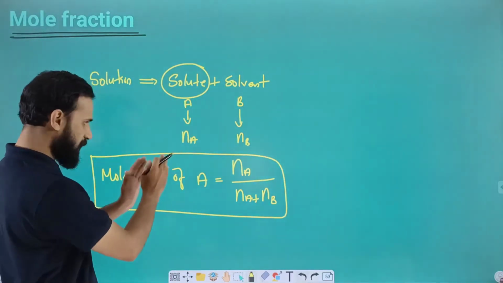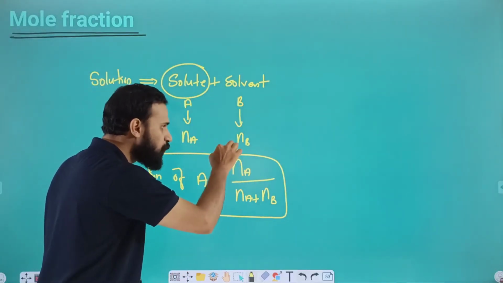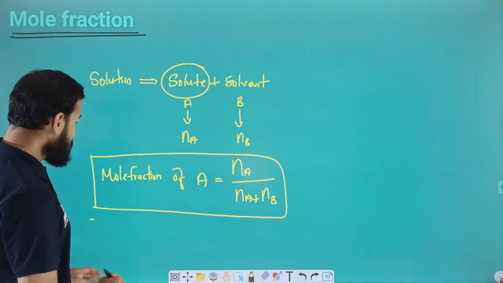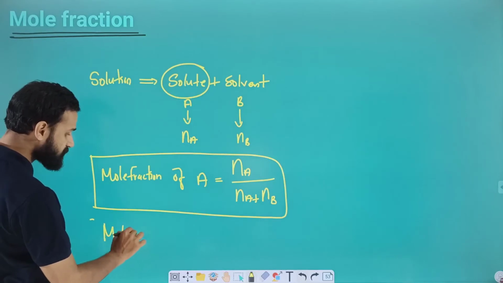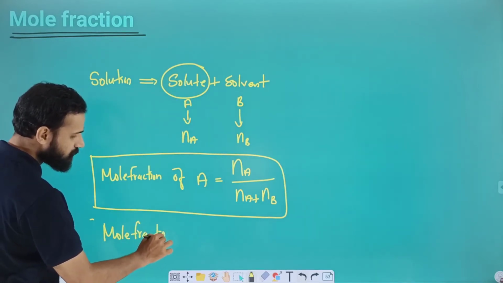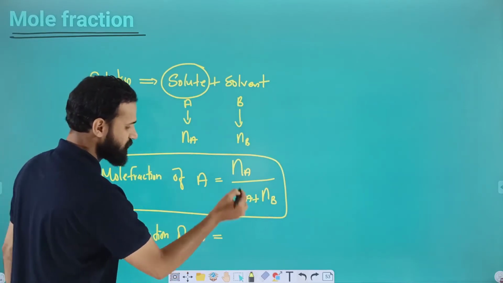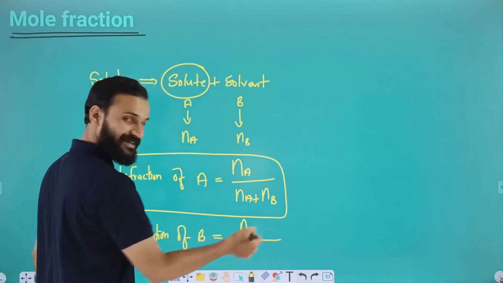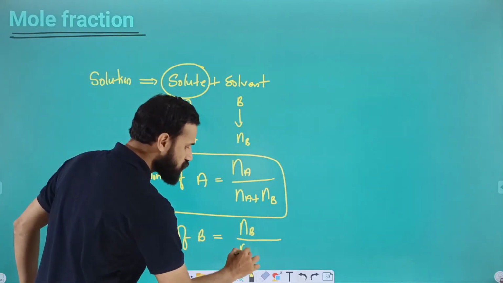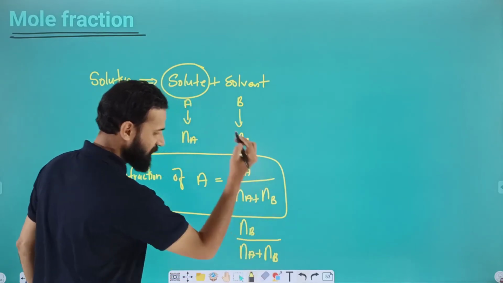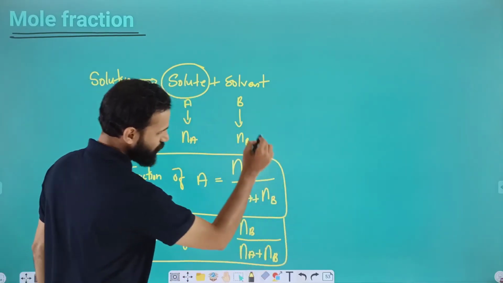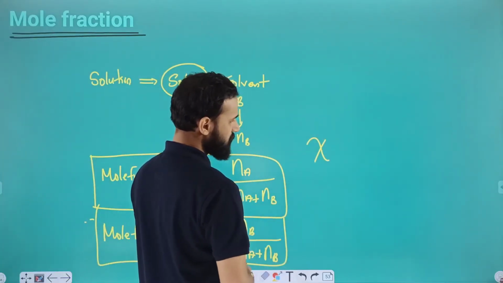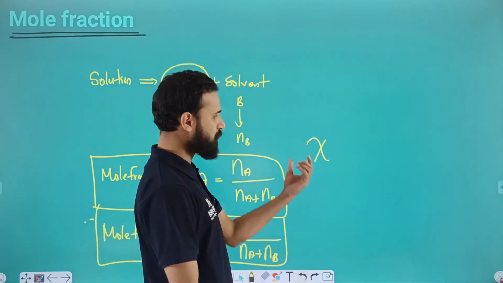So mole fraction of a component is equal to number of moles of that component divided by total number of moles. Have you clear? Suppose if you want to get the mole fraction of B, what will be the equation, dear students? Very simple. Mole fraction of B is equal to number of moles of B divided by total number of moles, so Na plus Nb. So this is the equation we can use to find the mole fraction. And one more thing you have to remember here: this is a symbol called chi used to represent mole fraction.